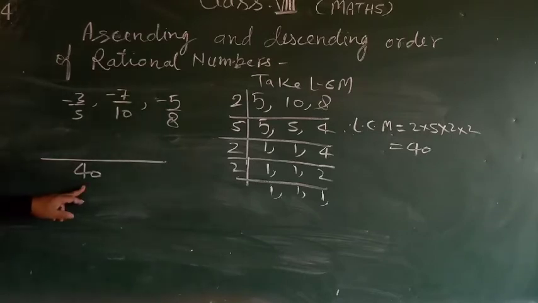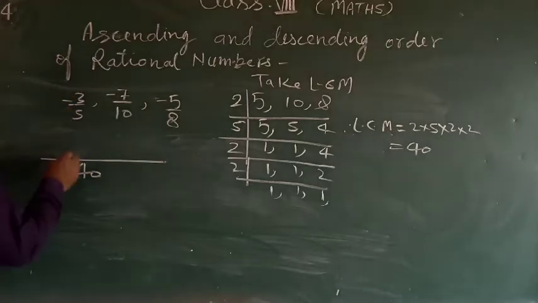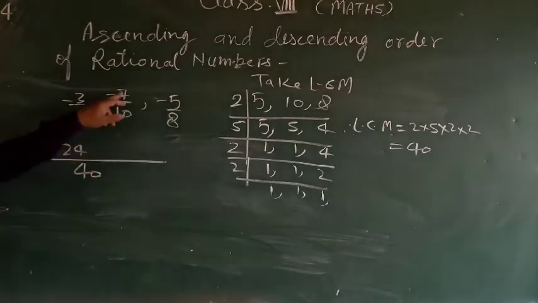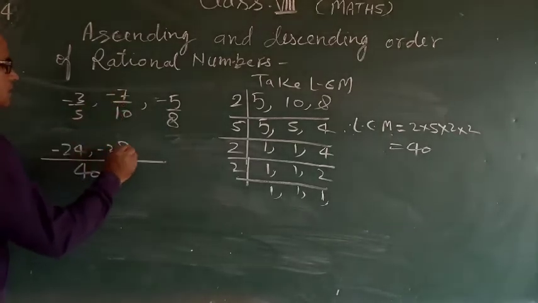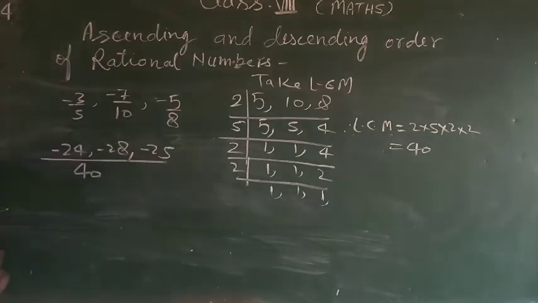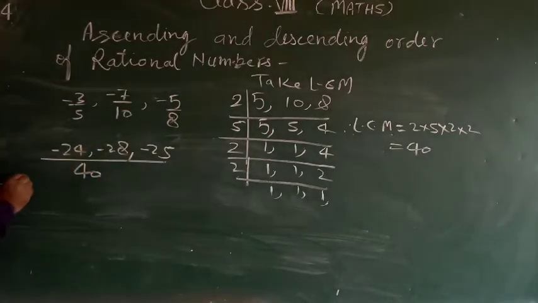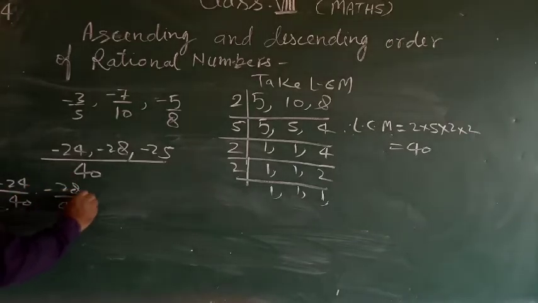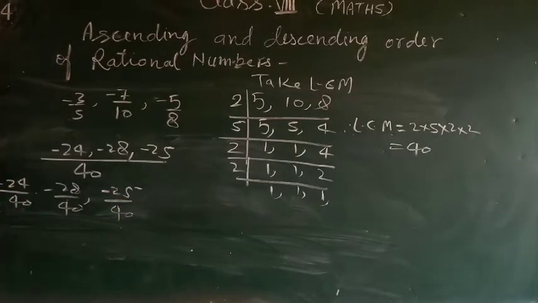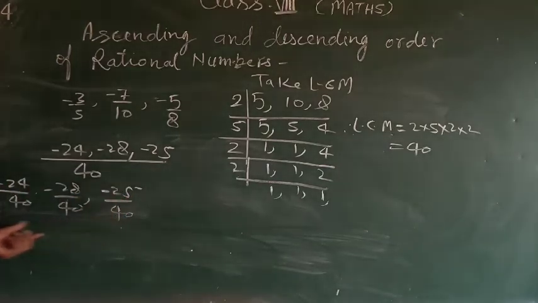Now 5 times 8 is 40, so multiply minus 3 by 8 to get minus 24. 10 times 4 is 40, and 4 times 7 is minus 28. 8 times 5 is 40, and 5 times 5 is 25. Okay, students, here we write minus 24 upon 40, minus 28 upon 40, minus 25 upon 40. All numerators are in negative form and the denominators are the same.